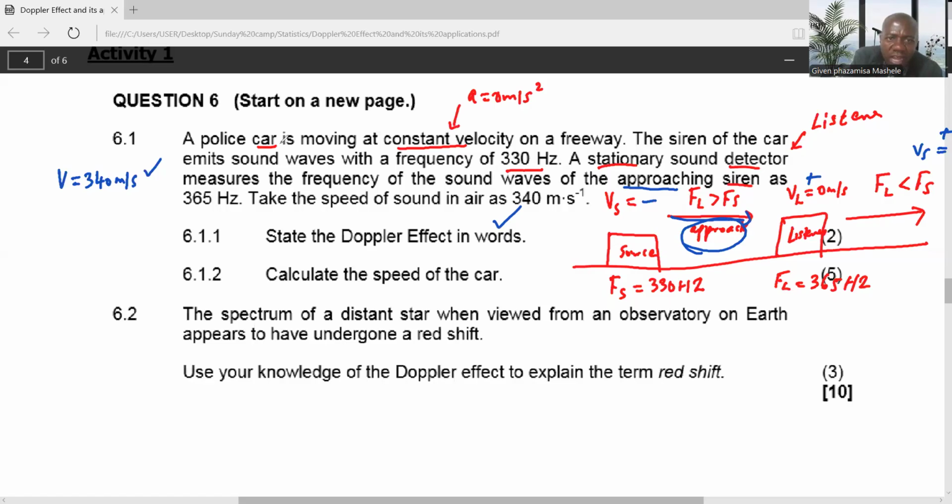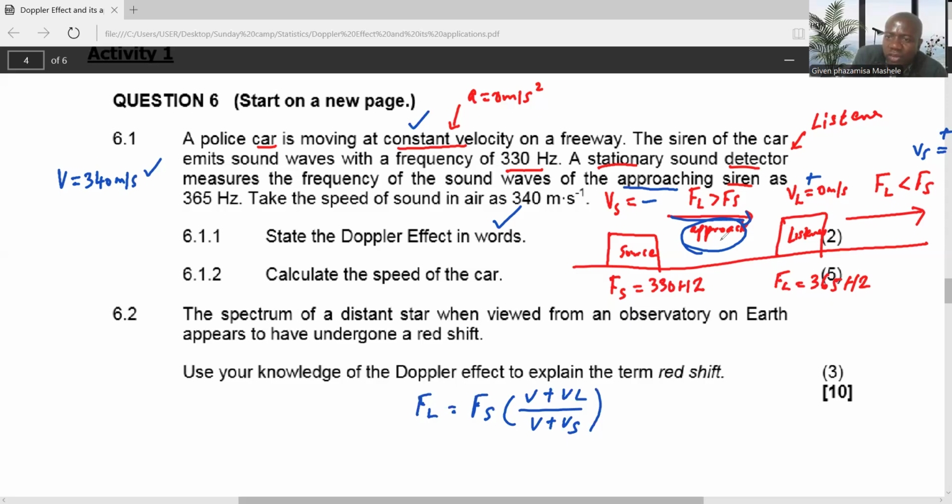Already they're saying this police car is traveling at a constant speed, so the speed will be the same all over. To do that, we're going to use the plus formula: FL equals Fs into (V plus VL) over (V plus Vs). And what did I say? Let's check what we're given.